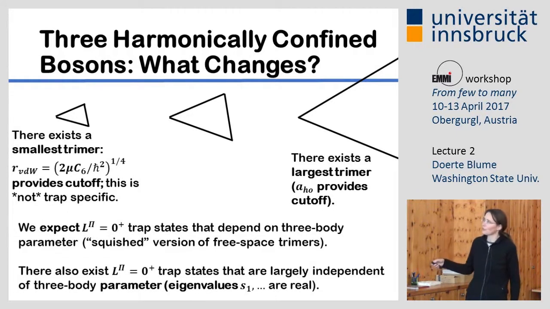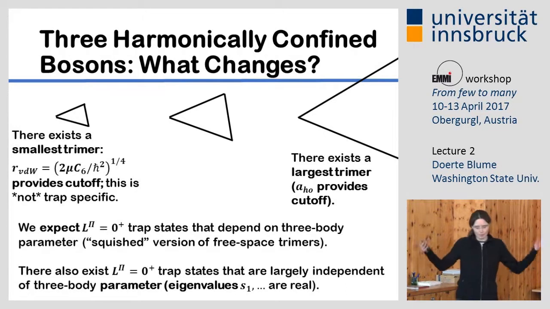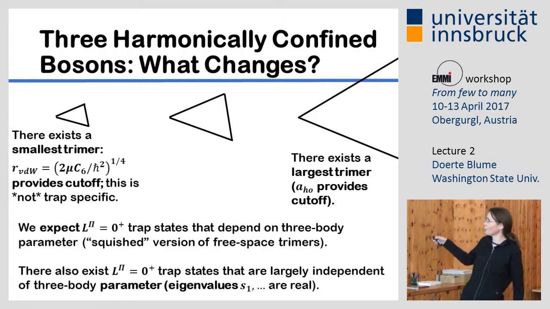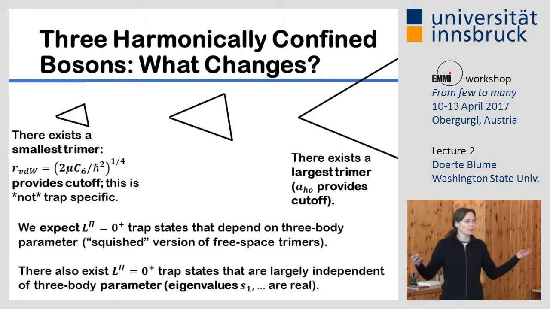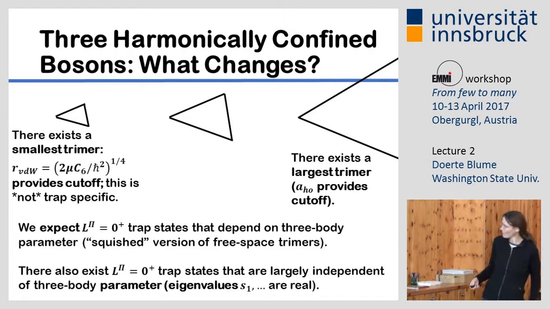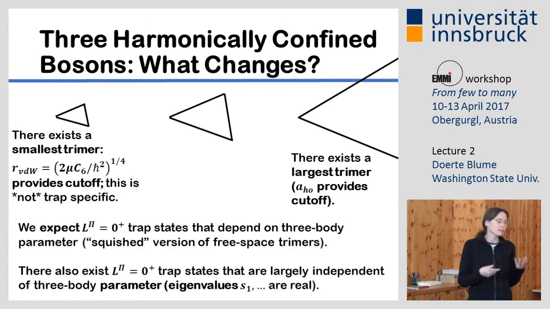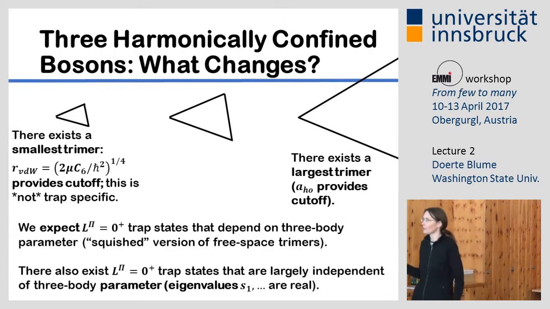And then if we turn on the trap, you might say, okay, we have the smallest trimer, we have another trimer, but eventually the trap is going to cut off the bigger Efimov trimers, simply because the trimers don't fit into the trap anymore. So if we put this together, what we expect is that if we look at the spectrum of the trapped three-body system, we have three-body states in the trap that are essentially just squished versions of the free-space trimers, and that these states do depend on the three-body parameter.